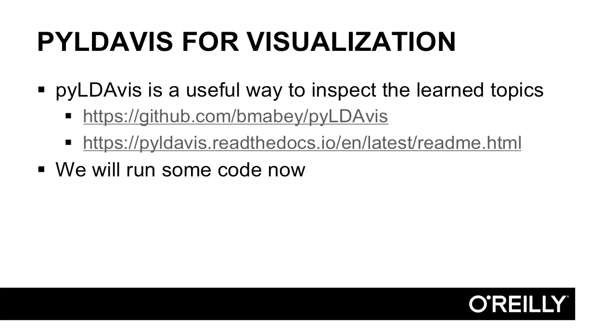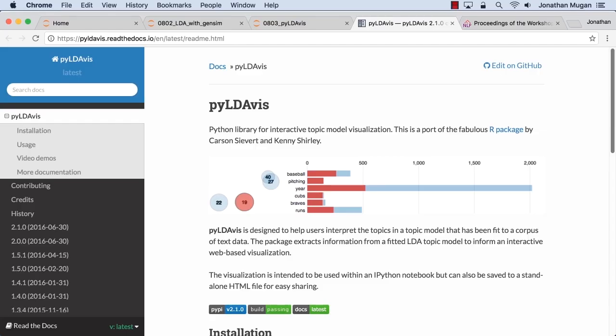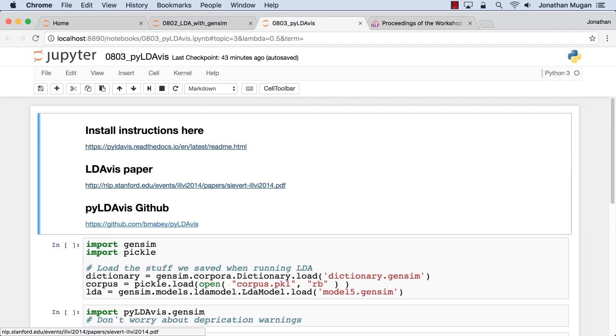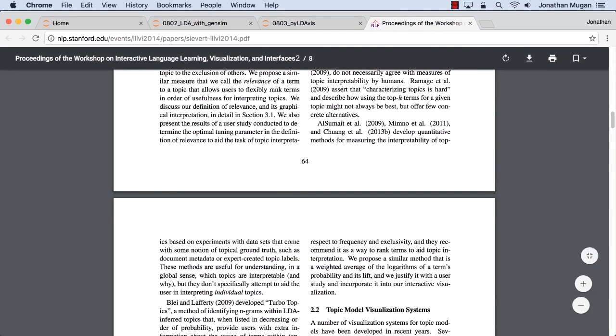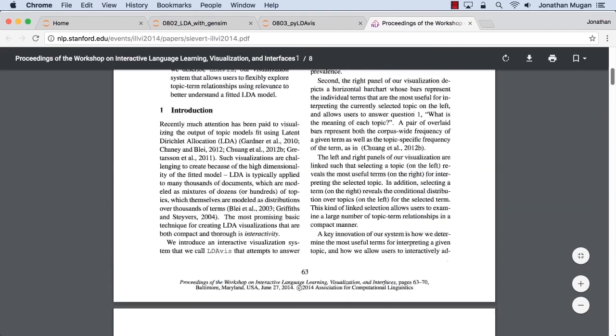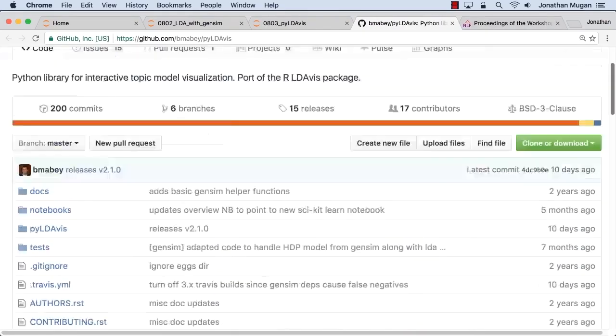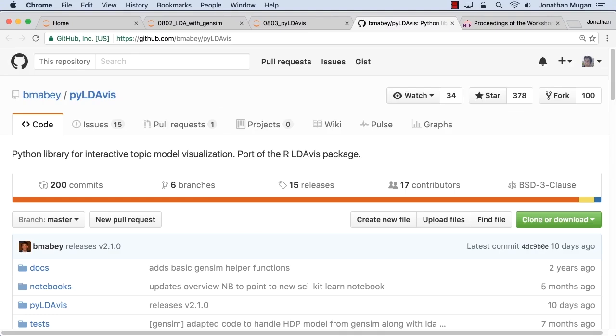In this video, we're going to look at pyLDAvis, and we can use this to visualize the topics we learned in a previous video. So let's look at some code. We have install instructions here, pretty straightforward. Pip install pyLDAvis. We have the paper here, so Py stands for the Python implementation. This is the actual LDAvis paper, so you can read more about it here. And we can also look at the GitHub of the Python implementation.